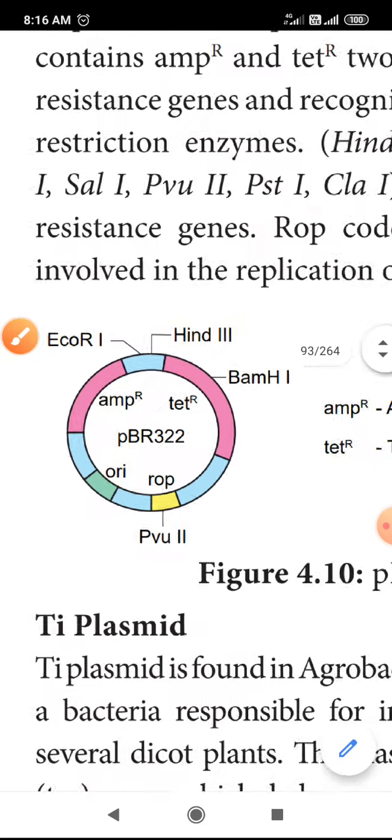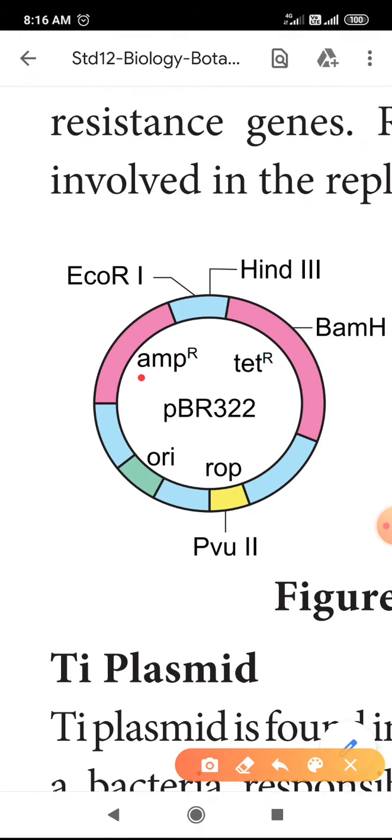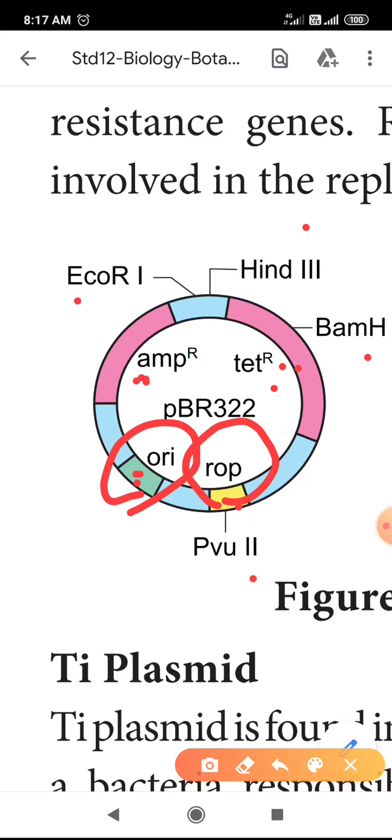Now we see the structure. It contains ampicillin and tetracycline resistance genes. It contains the origin of replication site; here the replication will start. It contains two antibiotic resistance genes, ampicillin resistance and tetracycline resistance, and it contains the ROP gene. This protein is necessary for the replication. It contains several restriction sites: EcoRI, HindIII, BamHI, PvuII.